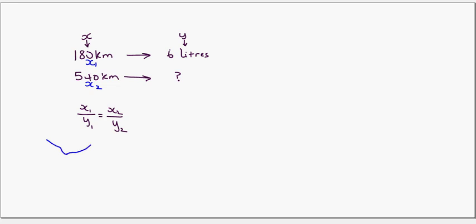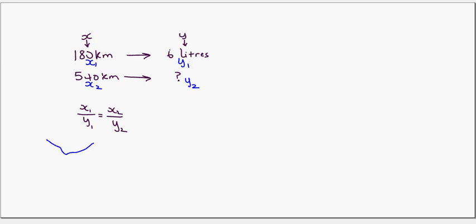In terms of the y quantities, or the number of liters of petrol required, which one was mentioned first? 6 liters. So that will be y1. And then the one that is missing is the one that you want to find, and that will be y2. Good? So we now know what x1, x2, y1, and y2 are. So it becomes a simple case of substituting into this equation. Okay? So let's substitute the values.